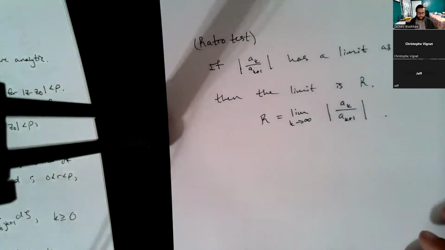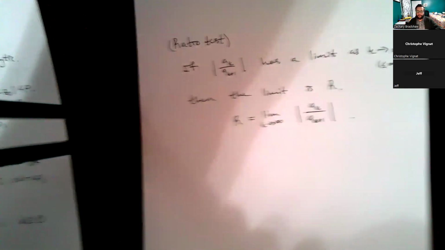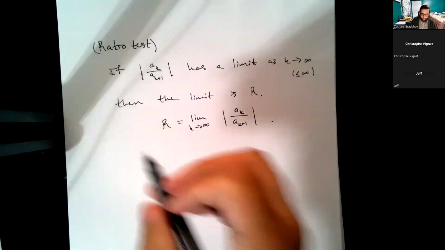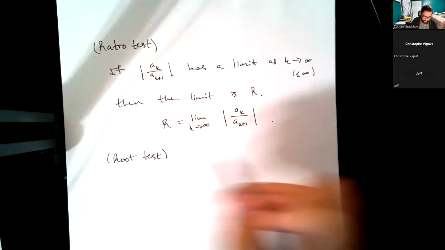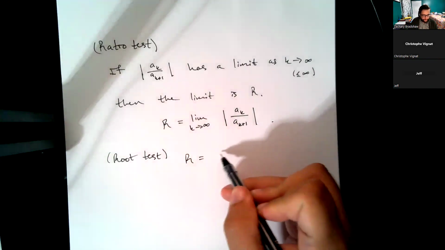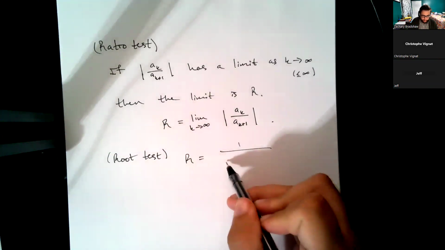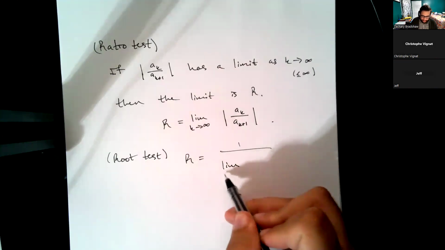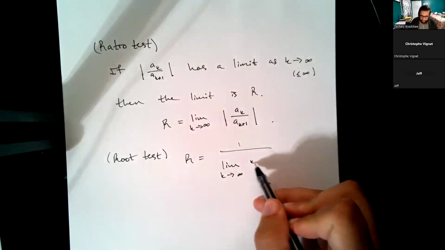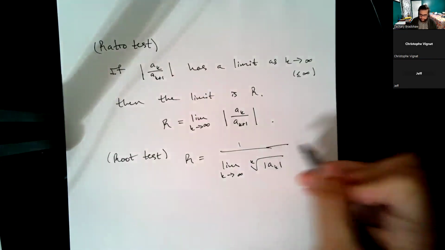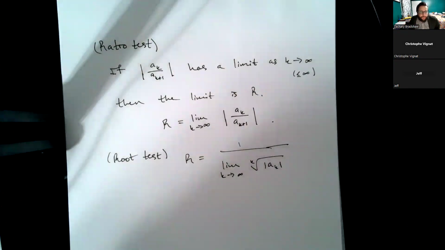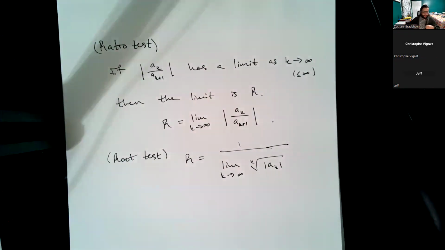We also have the root test, which basically just says that R is also equivalent to 1 over the limit as k goes to infinity of the kth root of modulus of a_k. These are the two main ones that get used a lot. There are other tests we can use, but these are the ones that are probably going to serve us pretty well.